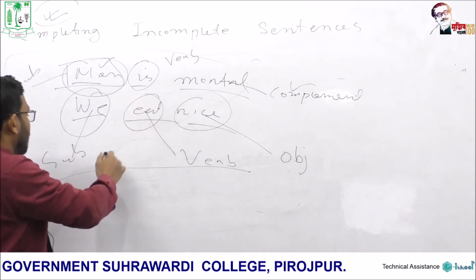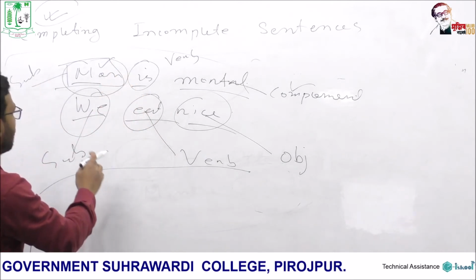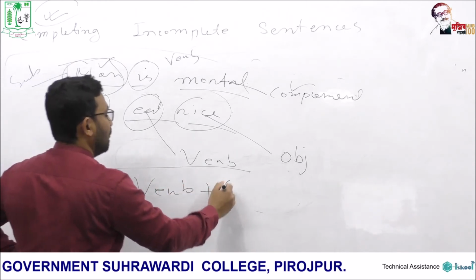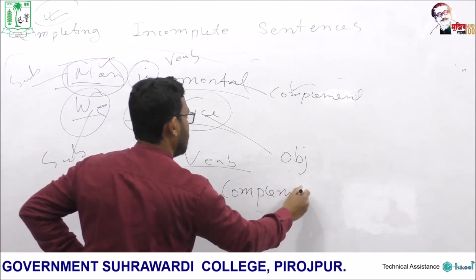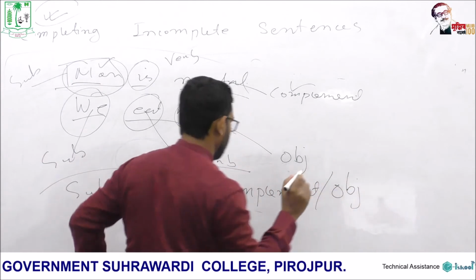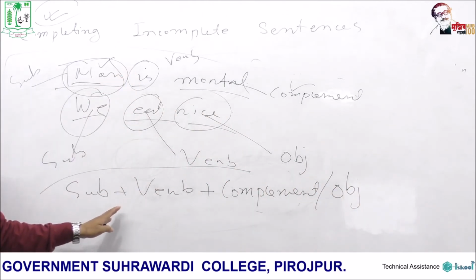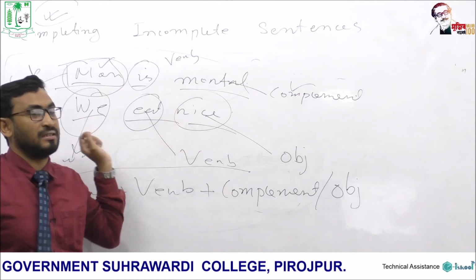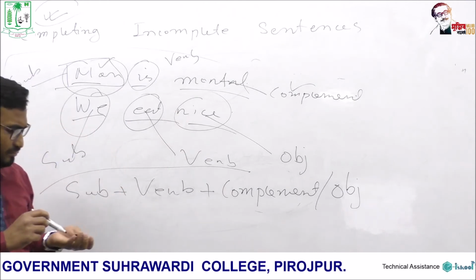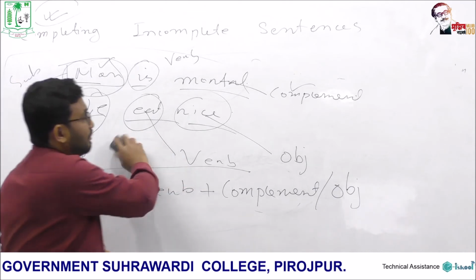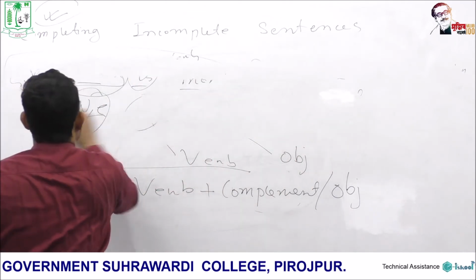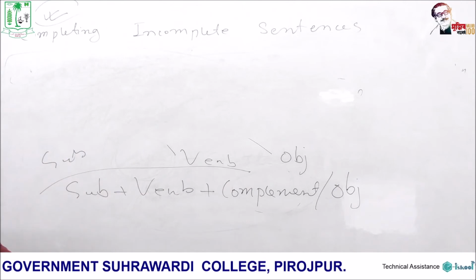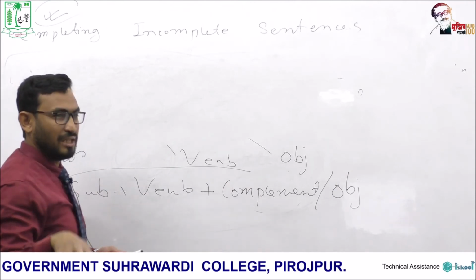So what would be the structure if we draw a structure of the sentence? It will be subject plus verb plus complement or object. So we can draw the structure of this sentence: subject, verb, complement or object. This is the basic structure of English sentences. But it's not enough for you. Now the question comes, what is the subject, what is verb and what is object? I am not talking about this because there are other items of English grammar that we will talk about.